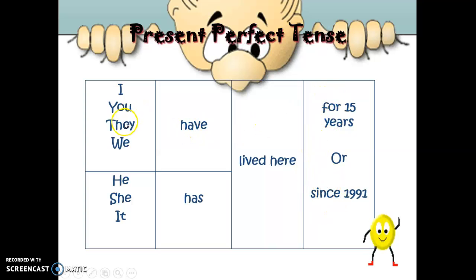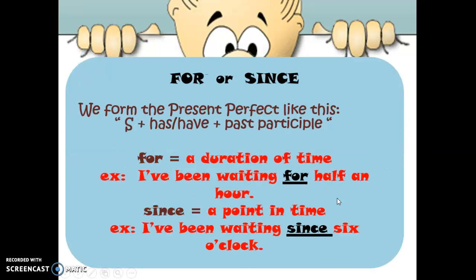We have these examples. They have lived here for 15 years. Or she has lived here since 1991. So what is the difference, how do we know that we are going to use for and since? Let's pay attention to the next rules. For and since. This is the structure for the present perfect. Subject plus has or have plus past participle.